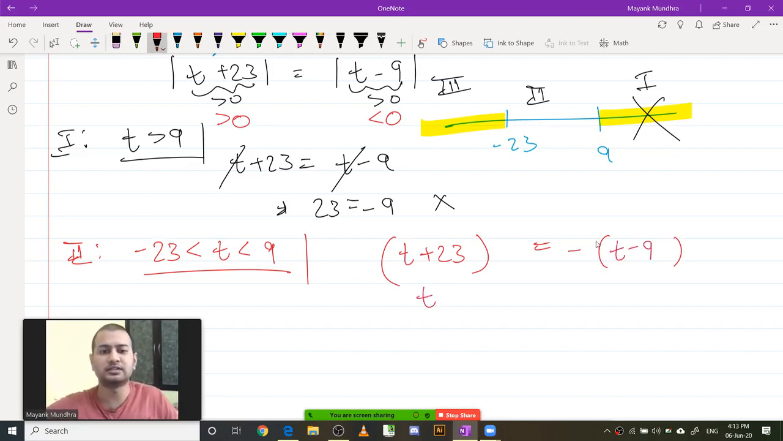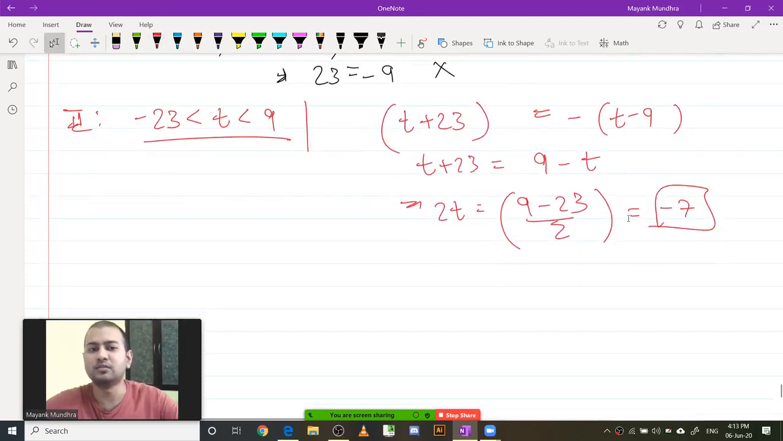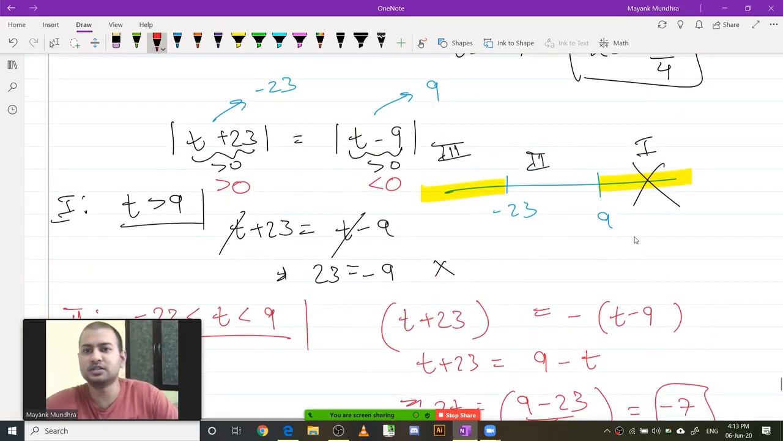So you can write this as t plus 23 equals 9 minus t. This implies 2t equals 9 minus 23, so t equals 9 minus 23 by 2. This is exactly what we found earlier, that is the midpoint. So this will be minus 7. This will yield the same answer. Now case 3 is this region.